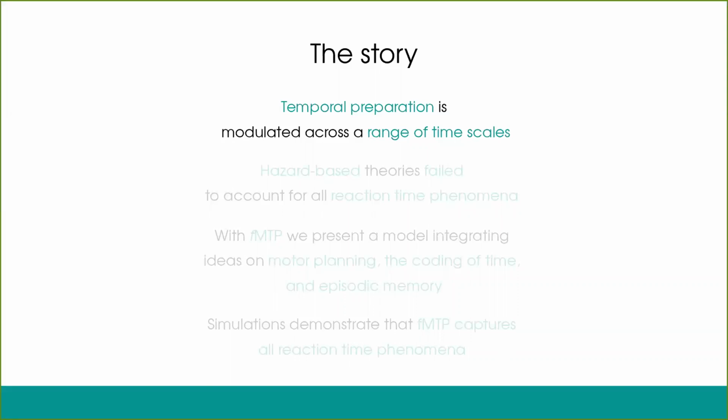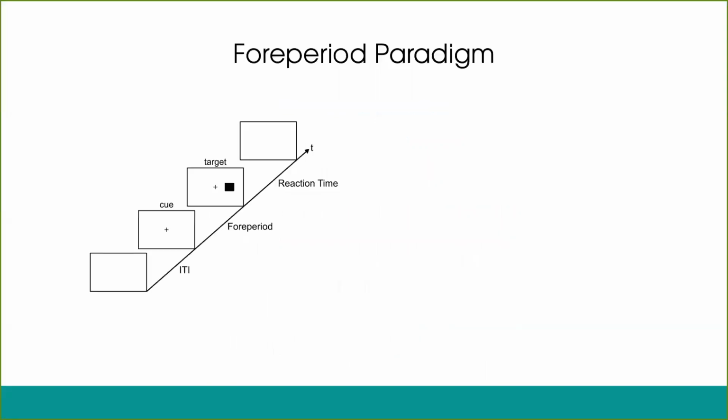First, I will cover the observed empirical phenomena. Since the early 1900s, cognitive scientists have studied temporal preparation using the classical four-period paradigm. In this paradigm, a cue, the fixation dot in this example, indicates that after some time the target will appear, to which participants try to respond as fast as possible, which is in this case indicating at what side the square is presented. The interval between the cue and target is known as the foreperiod.